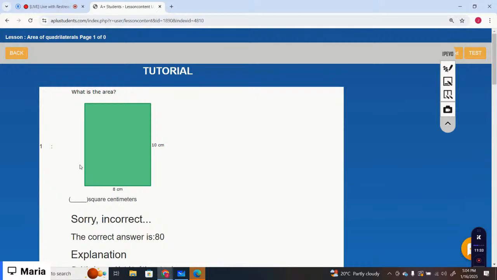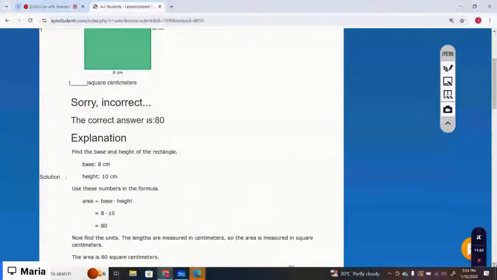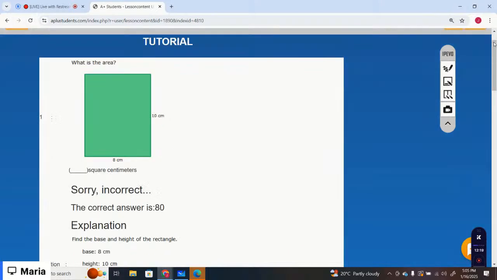What is the area? You are given the rectangle, you need to calculate the area. So area of rectangle is length times width. You have to do 10 times 8, that is 80. Let's just start with the test questions.